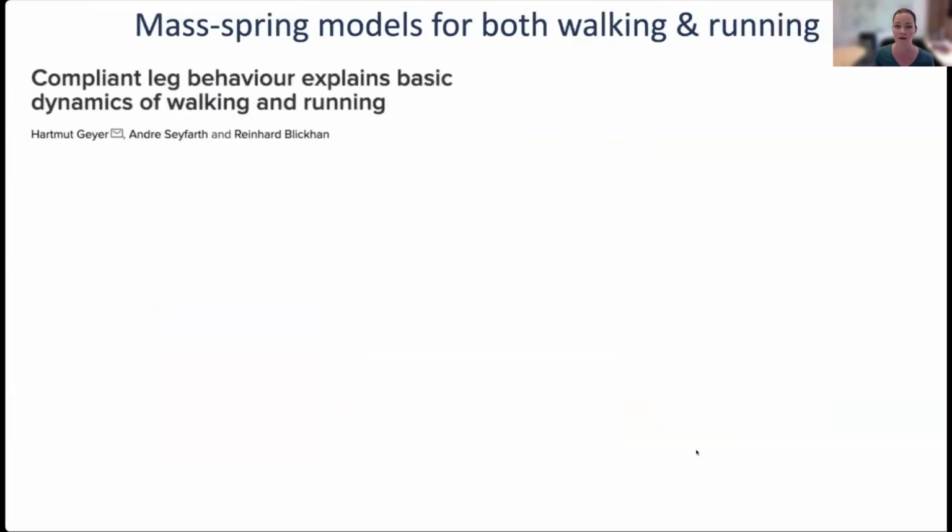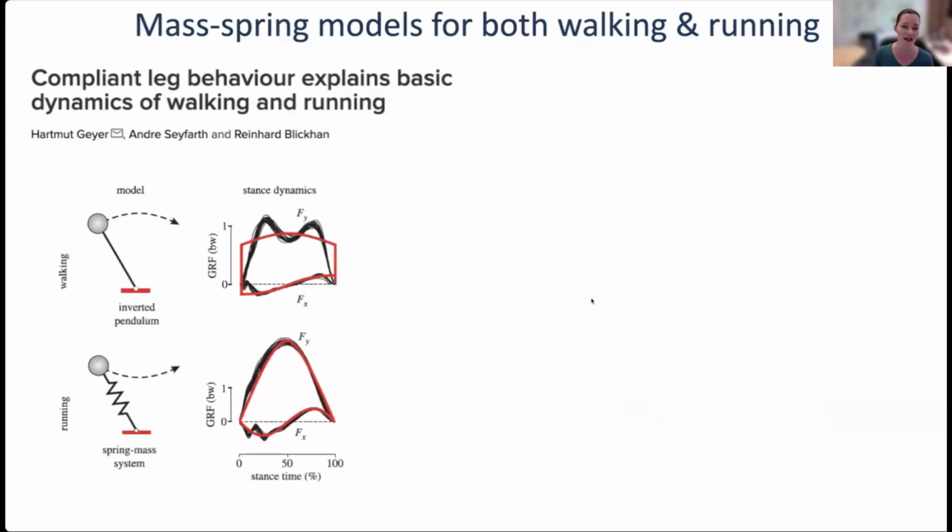And so a paper by Geyer, Seyfarth and Blickhan examined this by highlighting that although we characterize walking and running with separate dynamics, the inverted pendulum model does not fully predict the actual shape of the ground reaction forces that's observed in walking, right? A simple inverted pendulum that has no compliance would have ground reaction forces that look like the trace in red, but in fact, the walking forces have this characteristic M shape associated with it.